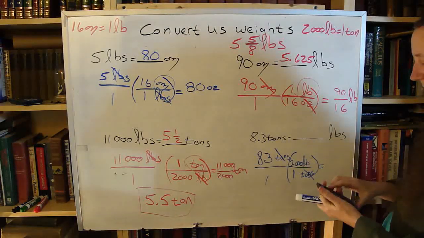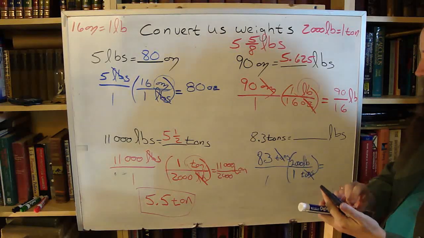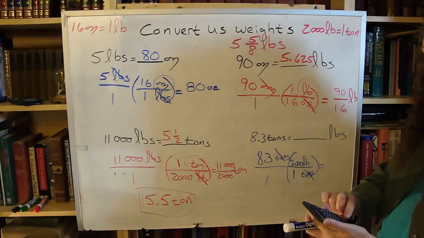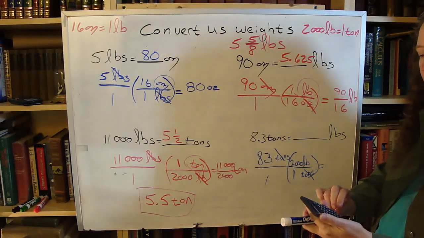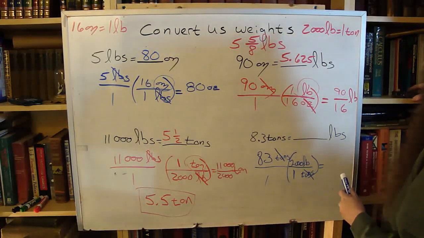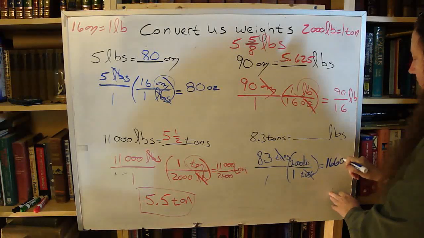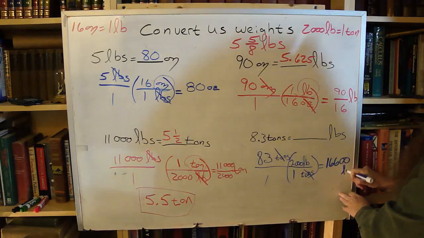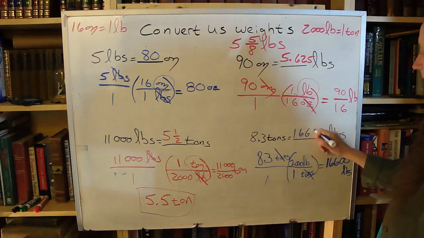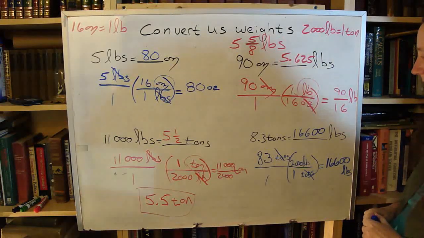Calculator time. 8.3 times 2,000 equals 16,600 pounds. Done.